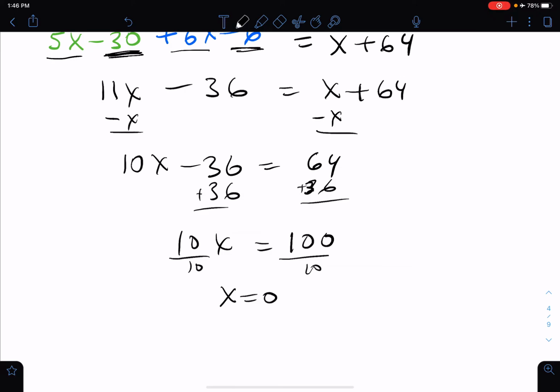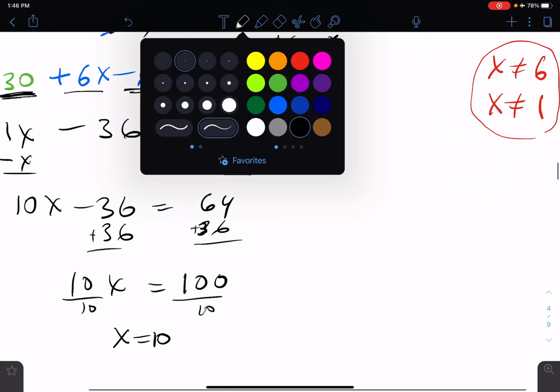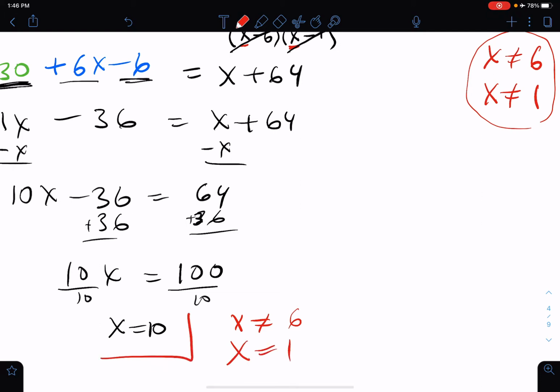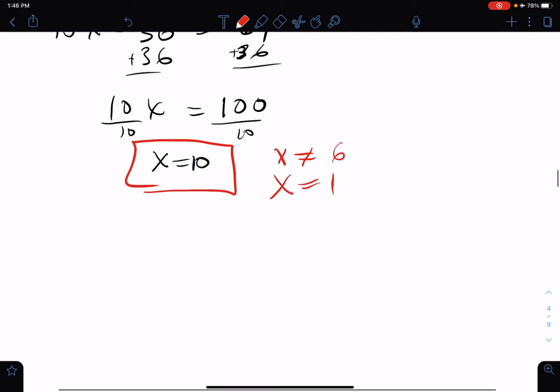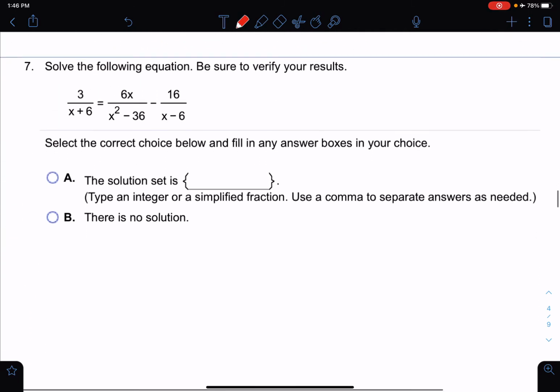x equals 10. Now what we need to do is look at our restrictions. I'm going to write it right next to it. Guess what? x better not equal 6, x better not equal 1, and it doesn't, so we're good. x equals 10 is the answer. Let's move on to number 7 and see how that goes.